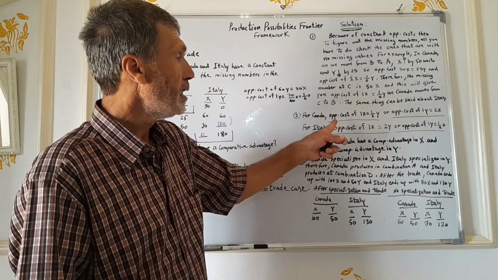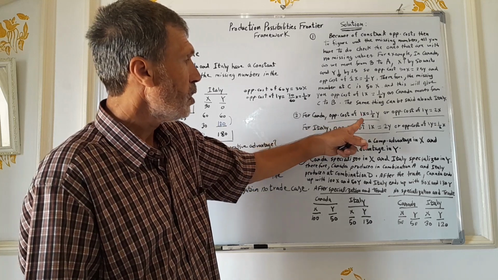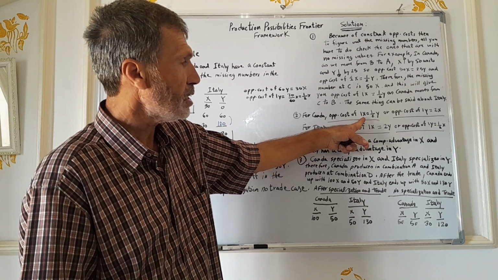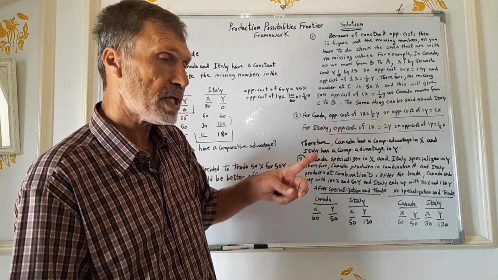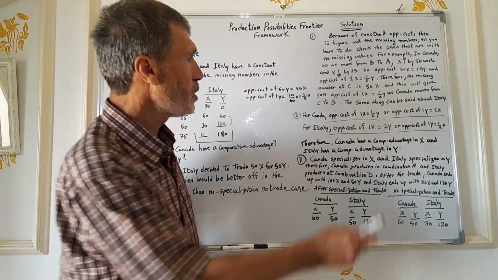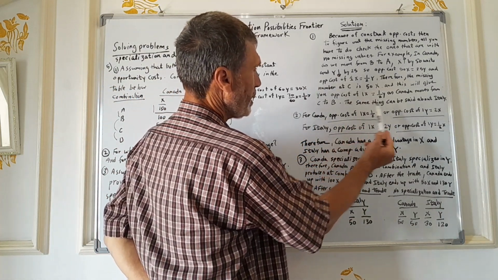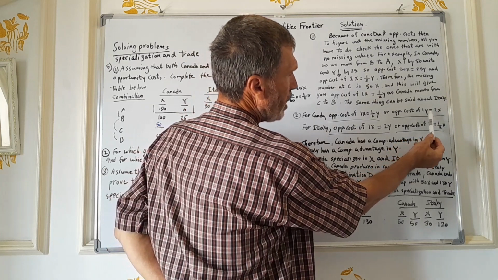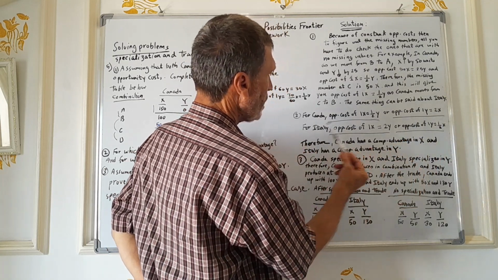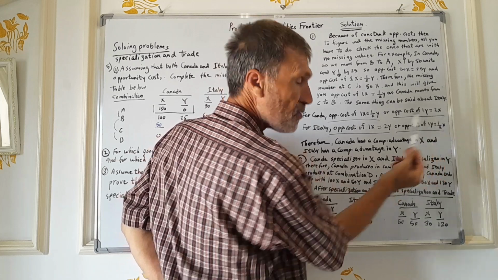So we say here, Canada specializes or has a comparative advantage in x, and Italy has a comparative advantage in y. Why? Because look, for Canada, the cost of producing 1y is 2x. However, for Italy, the cost of producing 1y is 1/2 x.